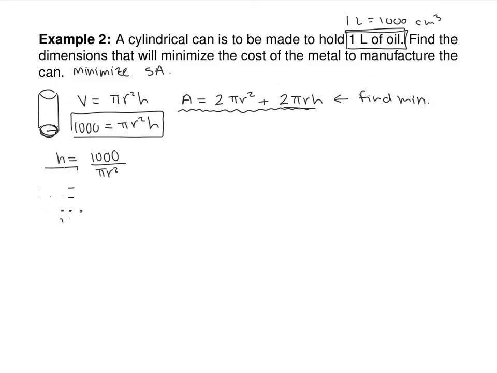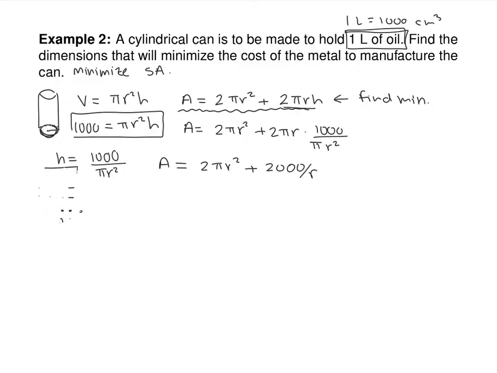And you can input that. And you have A is 2 pi r squared plus 2 pi r times 1,000 over pi r squared. And then simplify. I think that's going to be 2,000 over r. Do you guys agree with that?